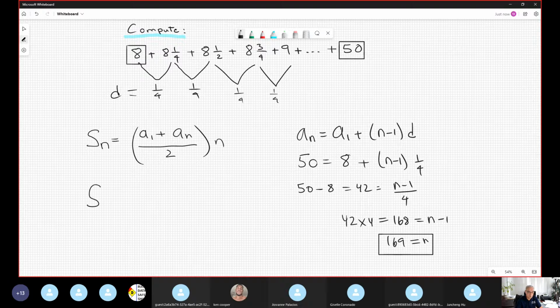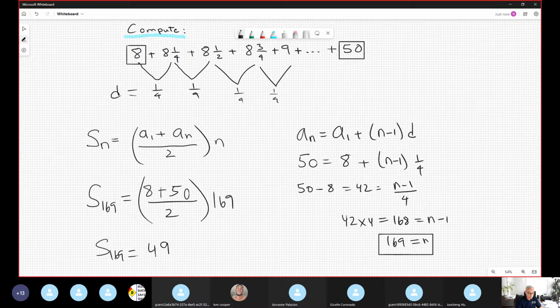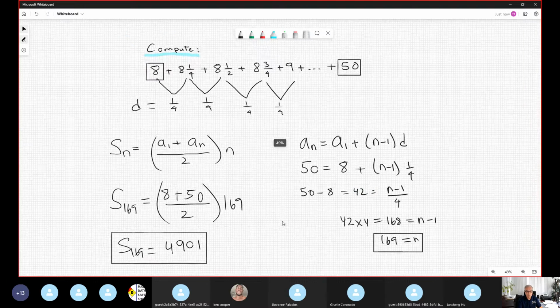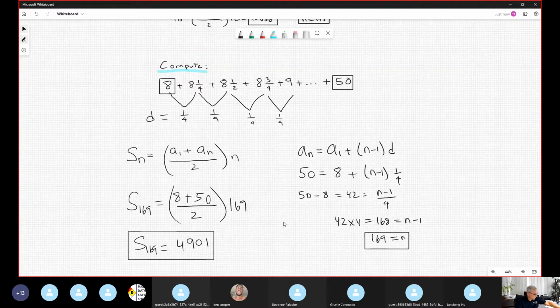The summation is equal to 8 plus 50 divided by 2 and everything multiplied by 169. And the answer is 4,901. Boom. Final answer. It's easy, eh? And don't always do everything by hand. Use a calculator, please. Okay.